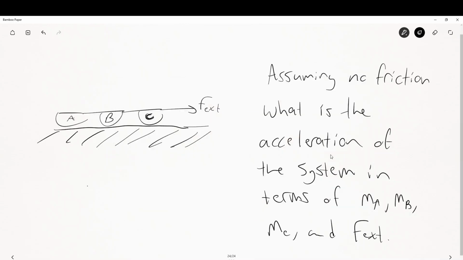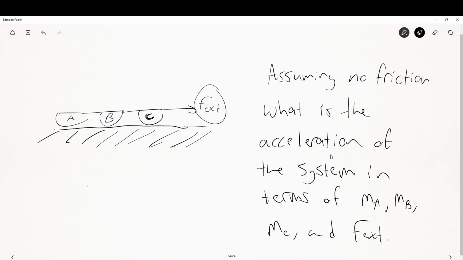Okay, so this next one is going to seem really easy at the outset, and the answer is actually easy to remember. But the argument from first principles is actually a little sophisticated, and it does require the third law, Newton's third law. So, assuming no friction, what is the acceleration of the system in terms of mass A, mass B, mass C, and the external force?